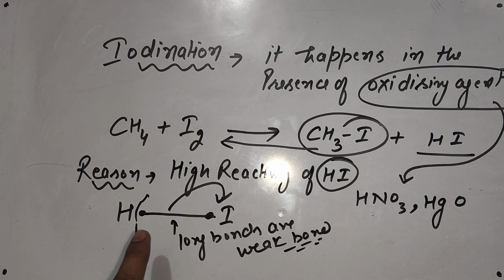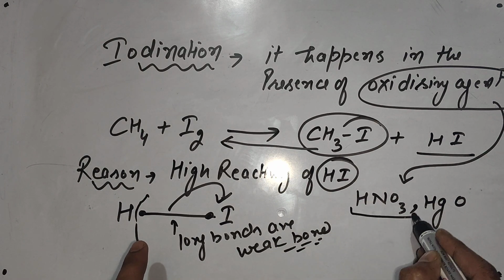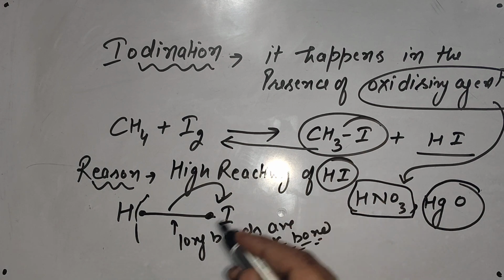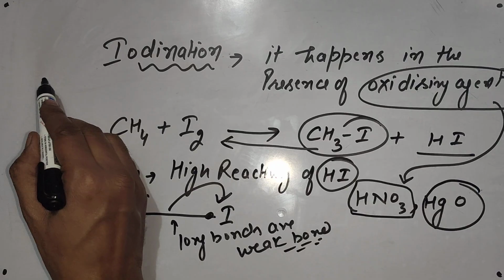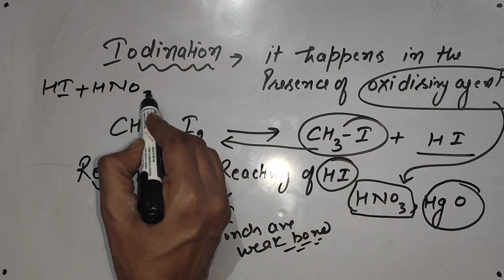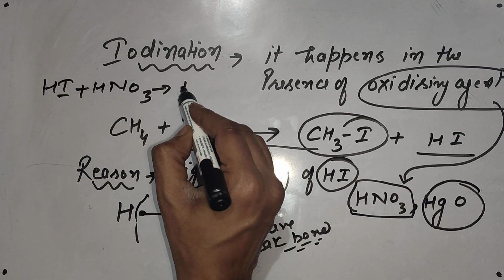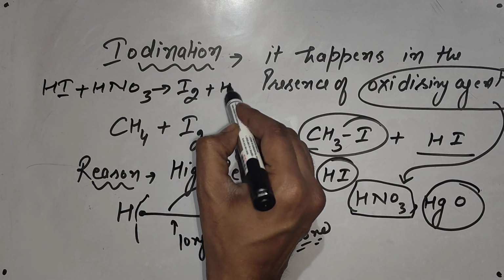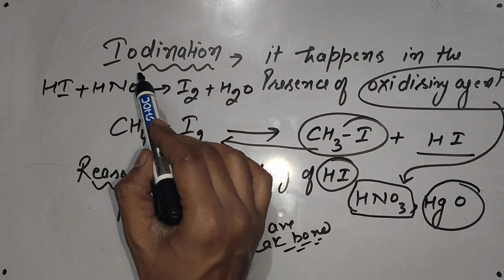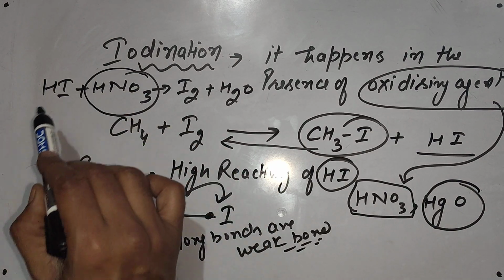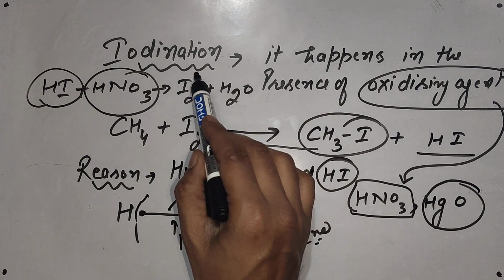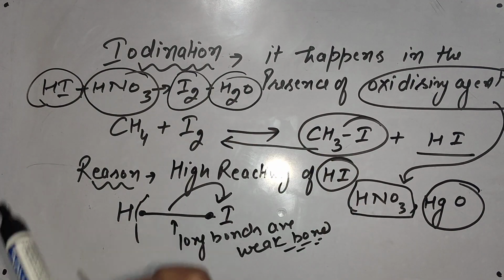Now, to finish it out, we are using strong oxidizing agents like nitric acid and mercuric oxide. When HI reacts with HNO3, it will create iodine and water molecules. You can balance it in this fashion. The oxidizing agent is finishing this HI in the form of iodine and H2O.